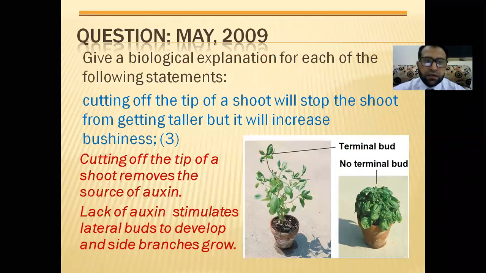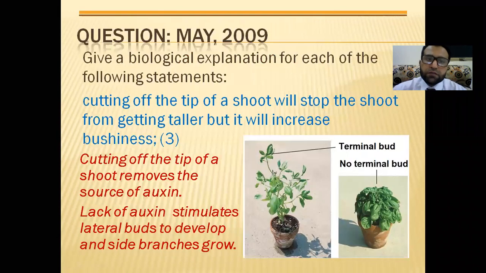All right. Give a biological explanation for each of the following statements. Cutting off the tip of a shoot will stop the shoot from getting taller, but it will increase bushiness. Cutting off the tip of a shoot removes the source of auxin, and lack of auxin stimulates lateral buds to develop. If auxin is there, it stops lateral bud development. But if there is no auxin, that stimulates the lateral buds to develop, and the side branches will grow. Okay.